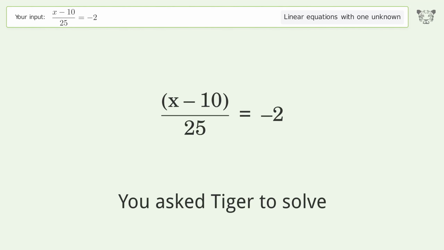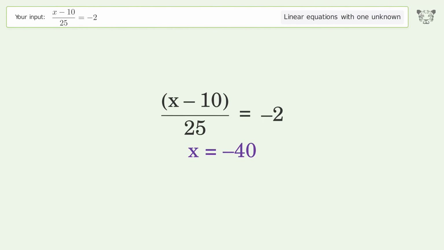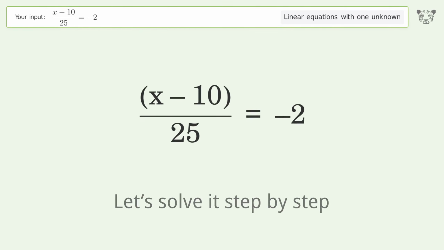You asked Tiger to solve this. This deals with linear equations with one unknown. The final result is x equals -40. Let's solve it step by step.